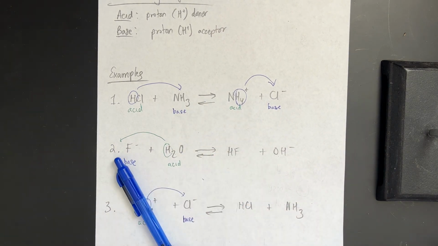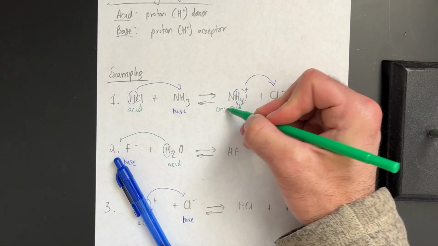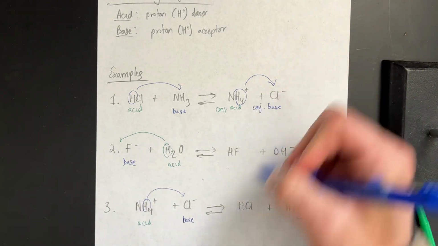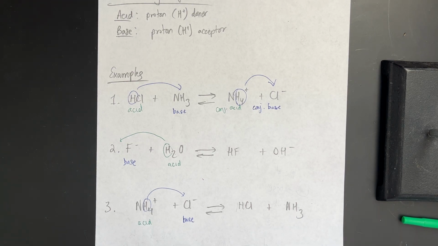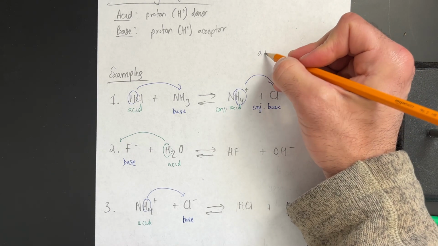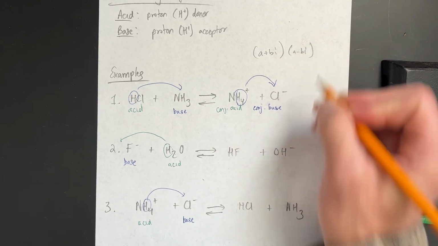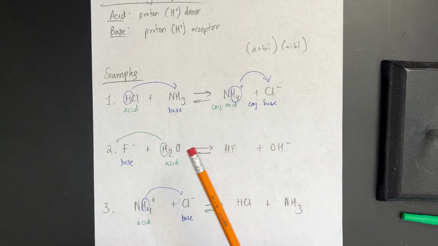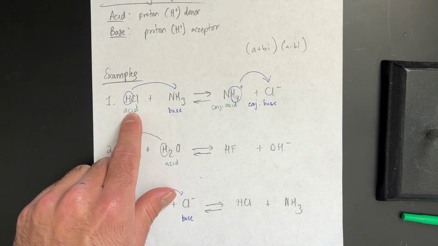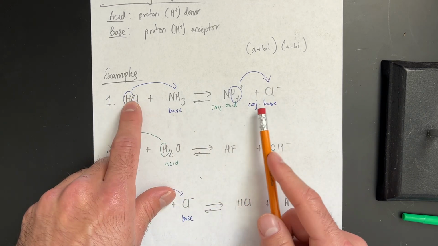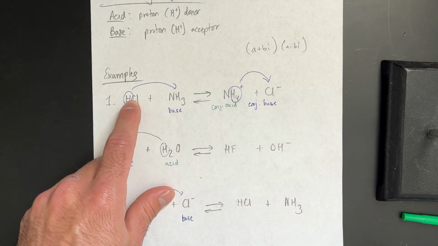We actually call these conjugate pairs, and so this is not just the acid, it's the conjugate acid. This is not just the base, it's the conjugate base. You have learned about conjugates in math, when you were doing imaginary numbers, a plus bi, its conjugate is a minus bi, right? And so basically conjugate is like an opposite pair. What we see here is the opposite pair of the acid is its conjugate base. HCl, when it loses H plus, becomes the conjugate base Cl minus.